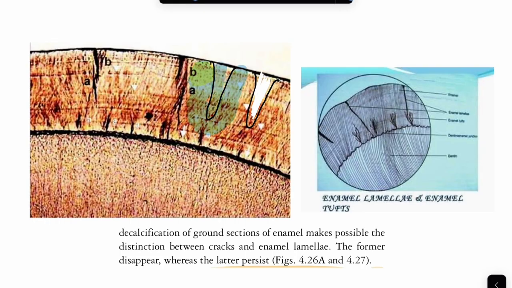And since this is already empty space, nothing will remain. But when everything surrounding the lamellae dissolves, it has some organic material, so that will remain. So everything is dissolved. You can see the crack disappeared, but this organic content remains, and this is how we distinguish cracks and enamel lamellae, through decalcification. The cracks will disappear, but the lamellae will stay there.